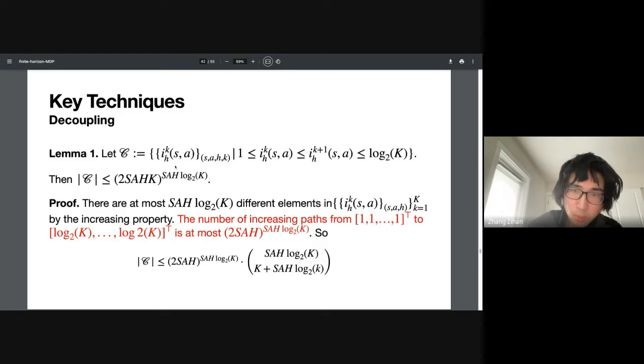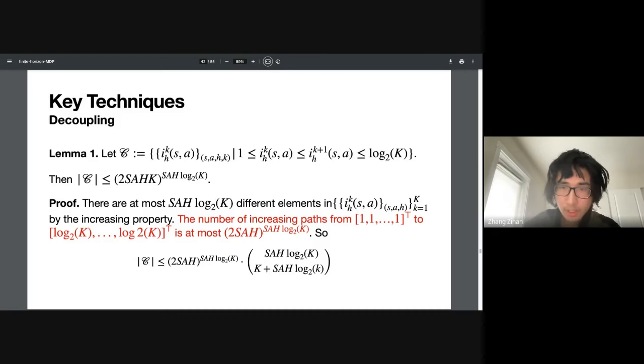Let script C be the set of all possible increasing sequences in this space. If we fix k, I_HSA is a vector of SAH dimensions, where each dimension takes integer values from 1 to log 2 of k. And for each dimension, the value of I is increasing in k, not decreasing in k. So firstly, we can observe that there are at most SAH times log 2 of k different elements in this sequence.